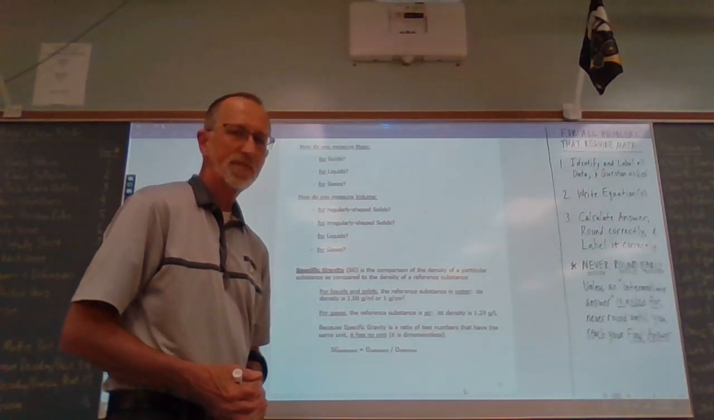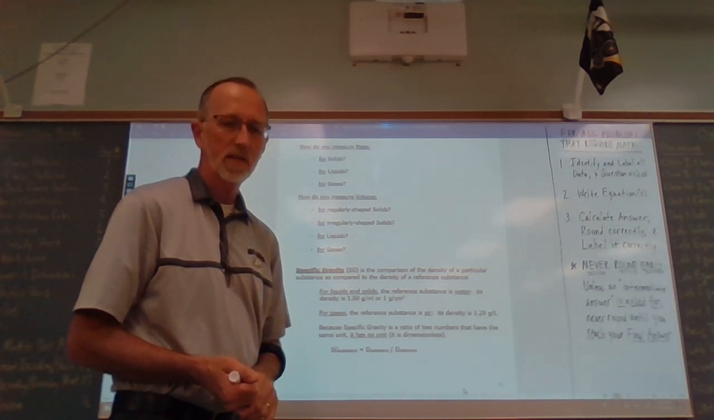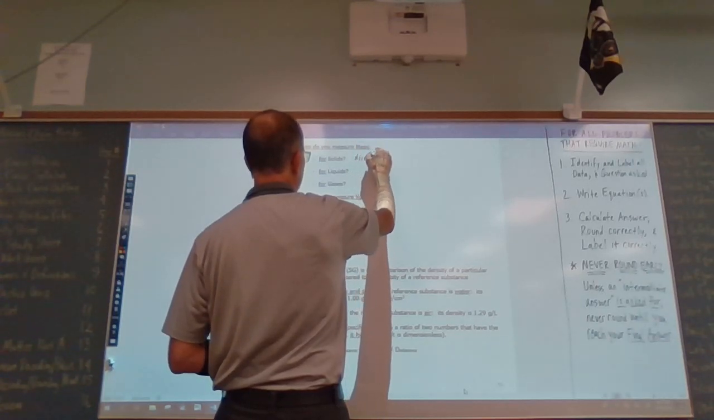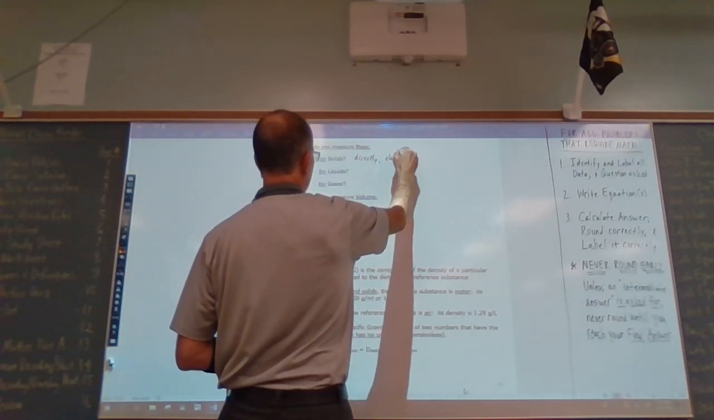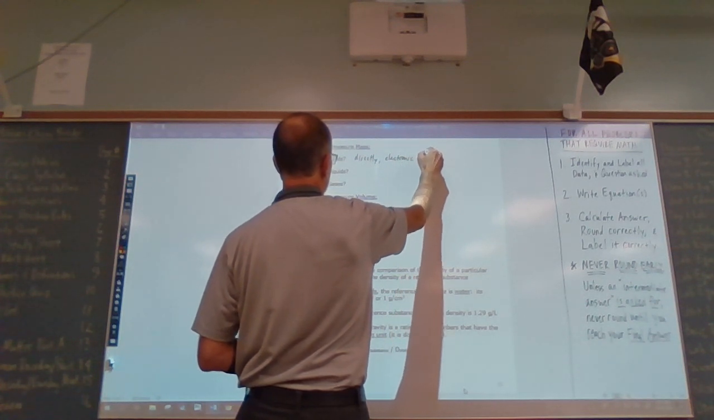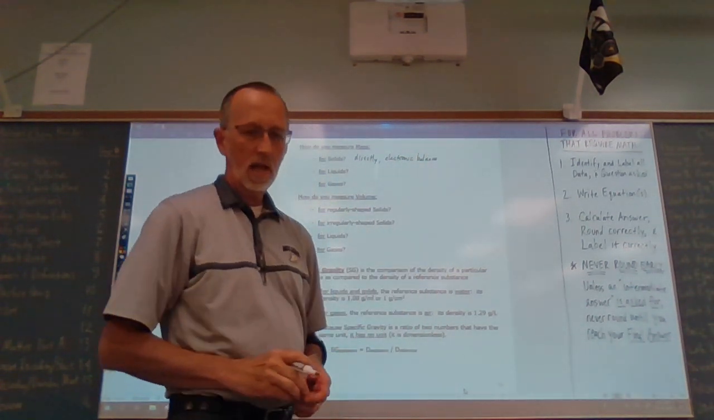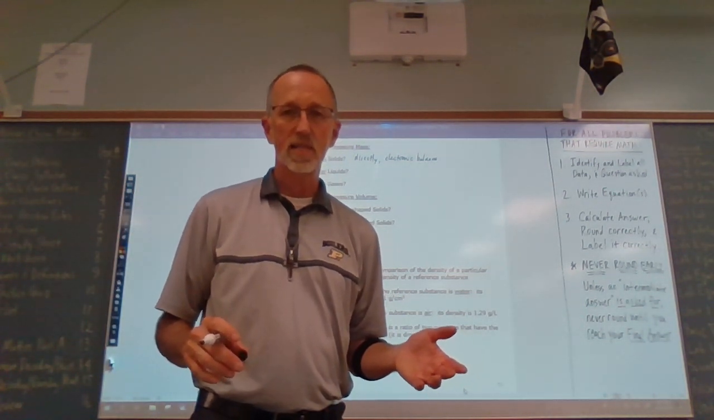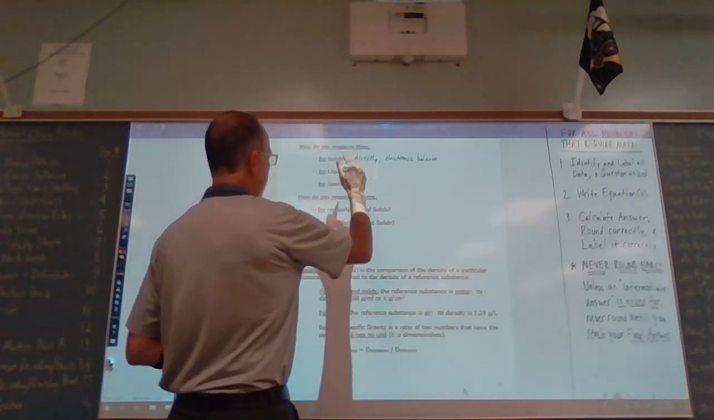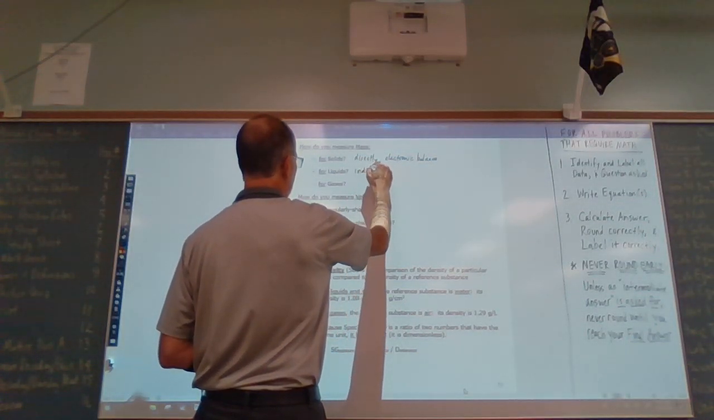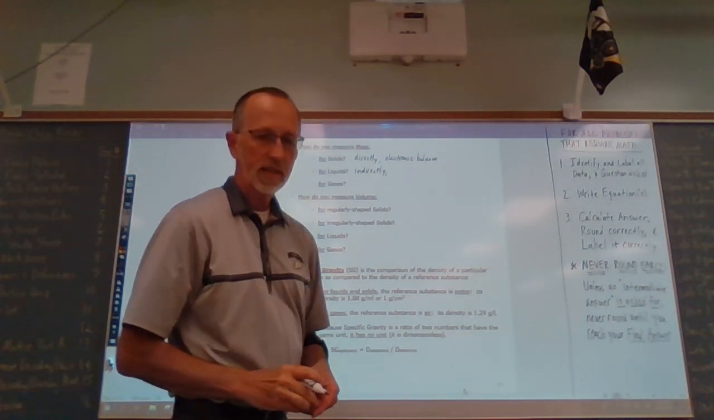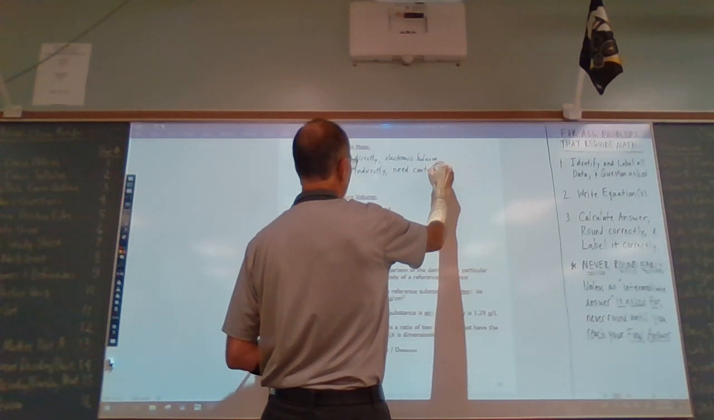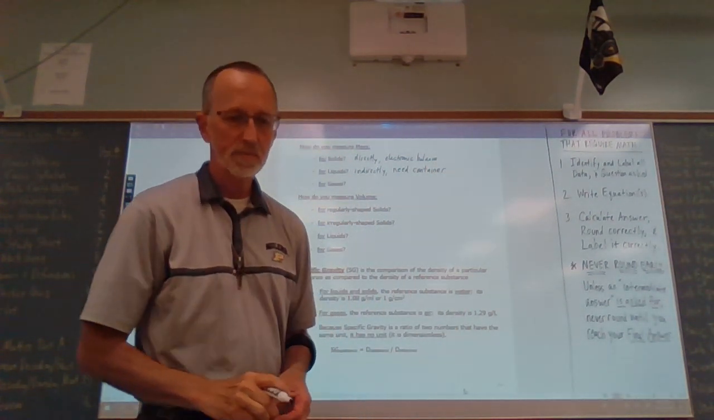So how do you measure mass for a solid? Well, that's pretty easy. You put it on the balance, right? So we can do that directly. An electronic balance. How about for liquids? Well, you can't pour the liquid on the electronic balance. That's not going to work, right? So it has to be done indirectly. You'll need a container of some kind.